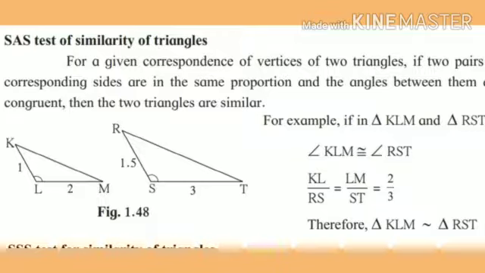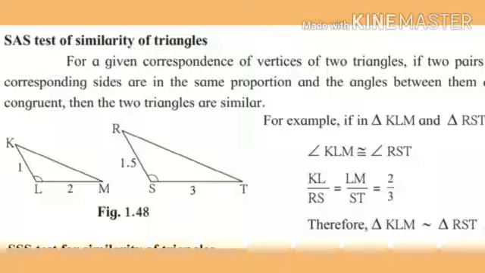Okay, next is the SAS test or side angle side test. If two sides of two triangles are in proportion, that means their two ratios are equal, and one corresponding angle is congruent, then the two triangles are similar by the SAS test, that means side angle side test.